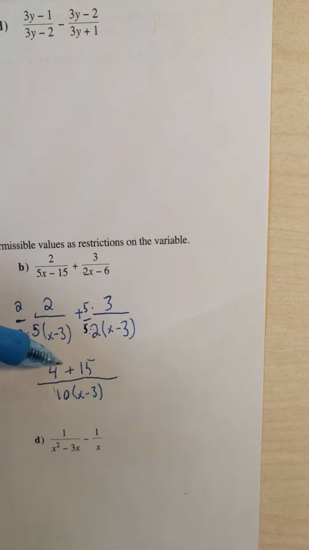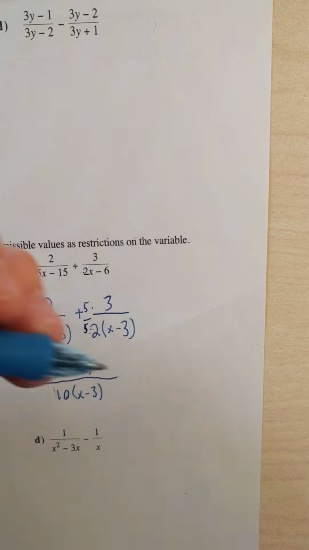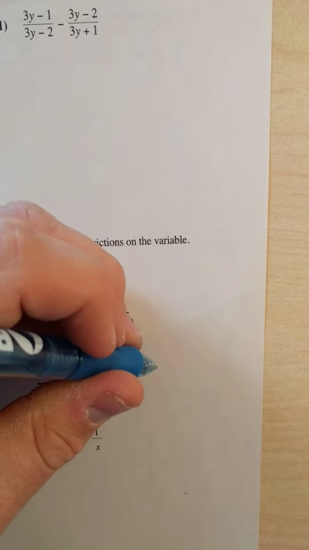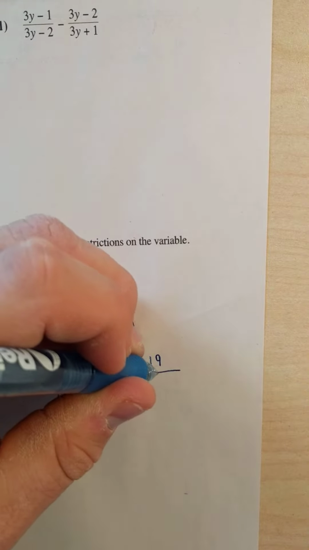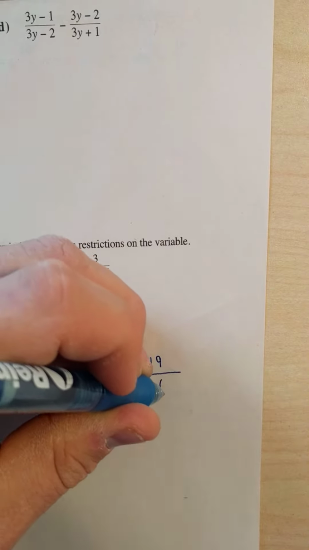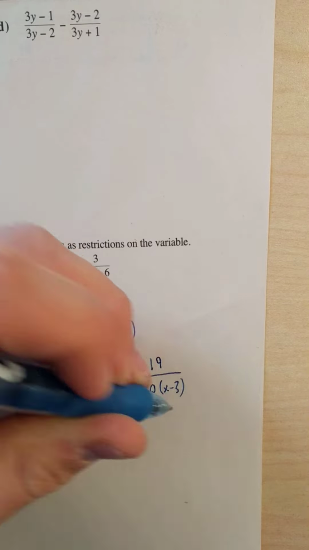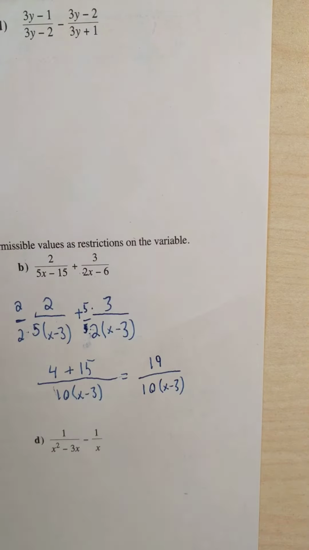Now, we combine like terms, or in this case, we just simply add. So 4 plus 15 is 19. So this becomes 19 over 10(x minus 3), and that is our final answer.